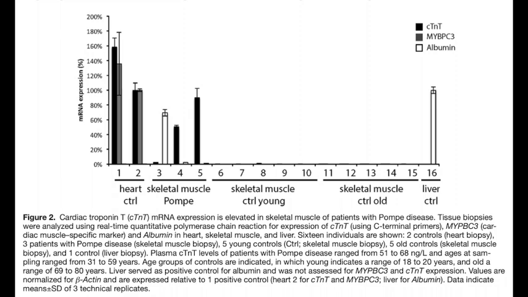The most important aspect of their study is that they were able to demonstrate the mRNA expression of cardiac troponin T in the skeletal muscle of these patients. Furthermore, using mass spectrometry, they identified cardiac troponin T protein in the skeletal muscle of patients with Pompe disease.